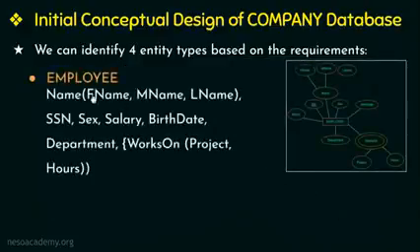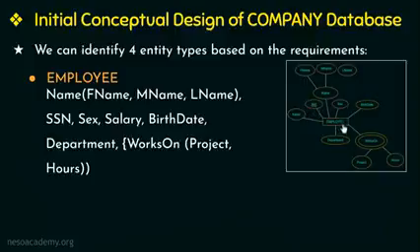The third entity type is employee with attributes employee name, specifying the first name, middle name, and last name, the SSN or the social security number, which is unique for each employee, the sex or gender of the employee, salary details, date of birth or birth date of the employee, the department the employee works in, and the project an employee works on along with the hours spent. So here the social security number is unique and hence it is a key attribute for this entity type employee.